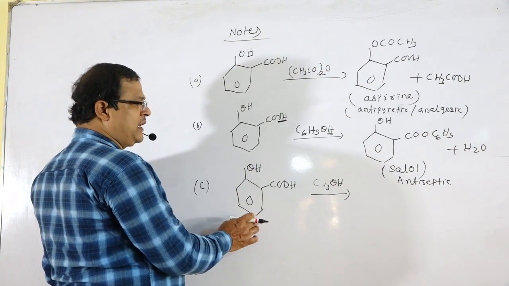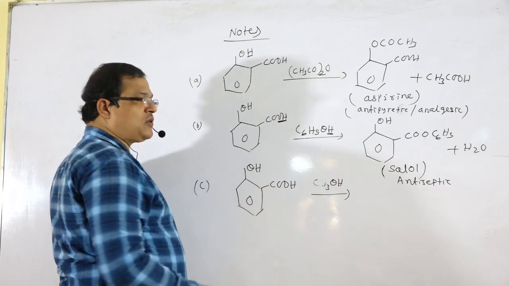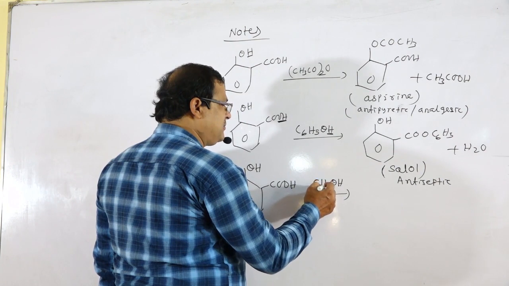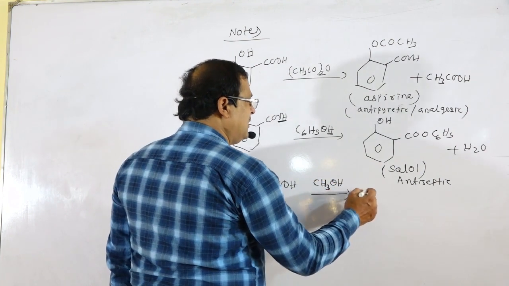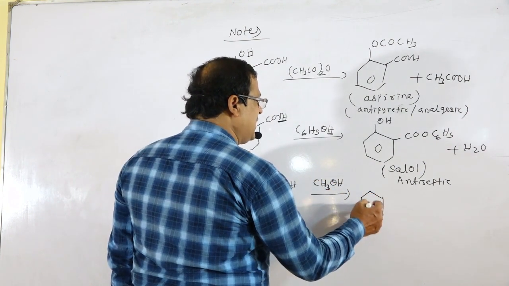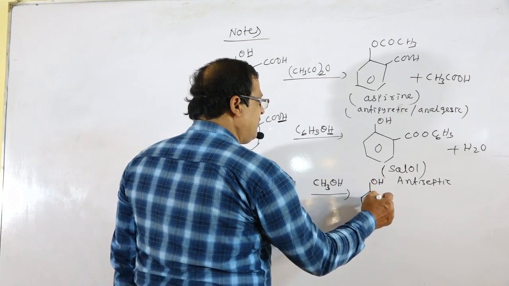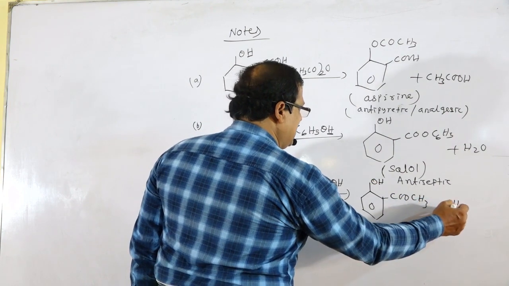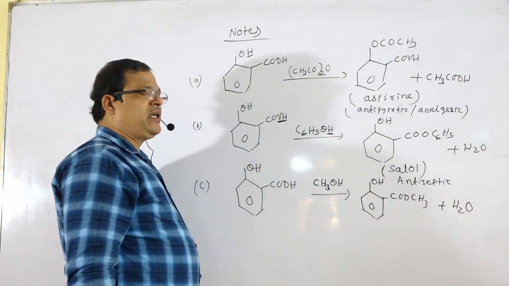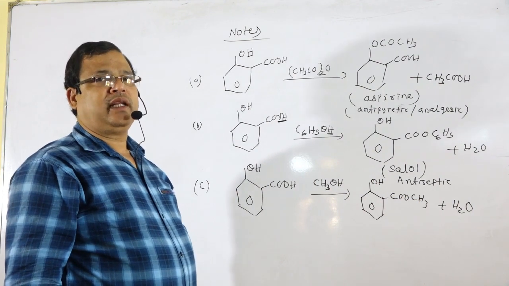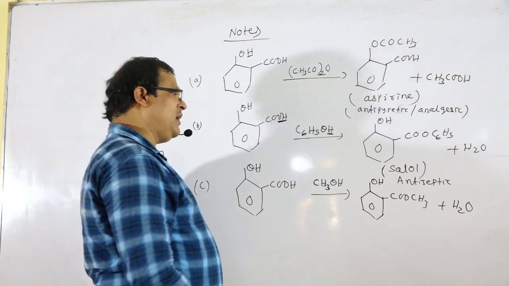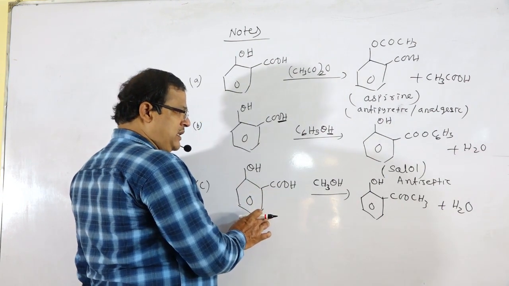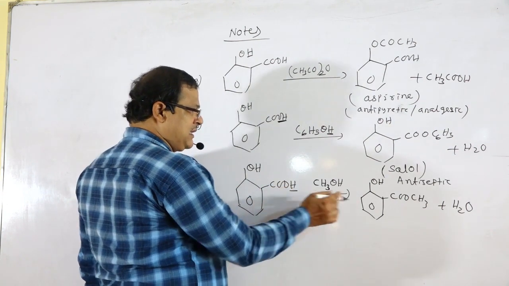So next one: phenol is treated with carbon tetrachloride and NaOH at 343 Kelvin, then there is the formation of ortho-hydroxybenzoic acid. Whenever this ortho-hydroxybenzoic acid is treated with methyl alcohol, there is the formation of methyl salicylate. Methyl salicylate is one of the constituents of oil of wintergreen. So this is your ortho-hydroxybenzoic acid. This H is replaced by CH3.